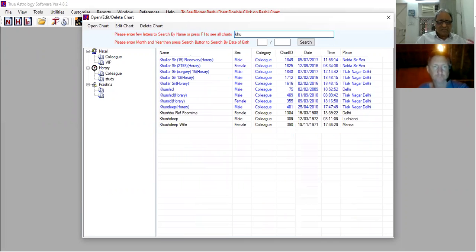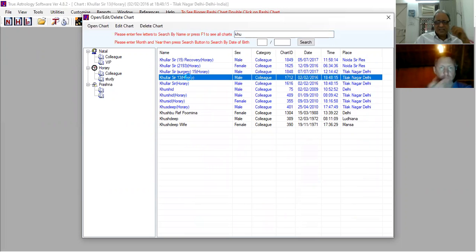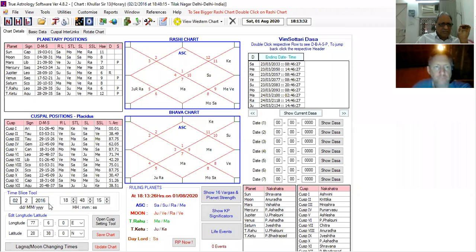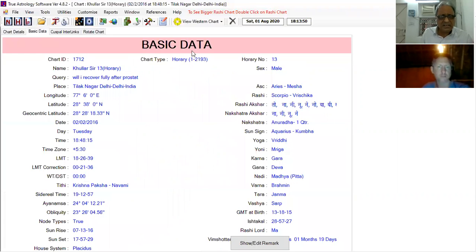So this is the question. See, he was admitted on 2nd of February 2016. So he called me from there: will I recover fully after the prostate surgery, to be scheduled on 3rd of February, the next day? Okay, see the basic data. The number given by him is 13. The name is Kulla sir. Will I recover fully after the prostate surgery? This was his question.